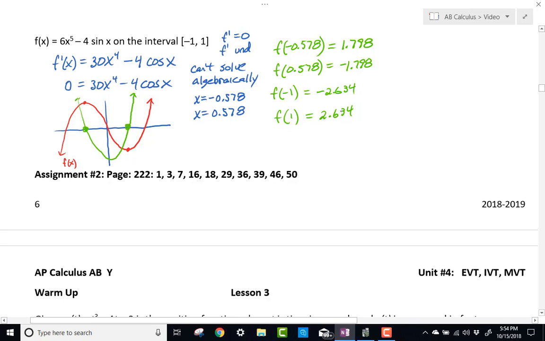Based on the look of my graph, my max and min are not at the top and the bottom of these two. It's actually a little bit further over to the left. So the max is 2.634 when x equals 1, and min, and actually these should say absolutes because they are absolutes. The other two are actually relatives in this case. Absolute min at negative 2.634 when x equals negative 1.